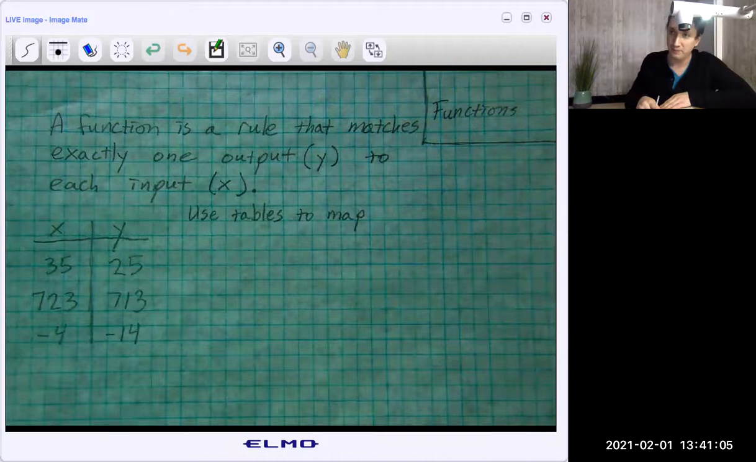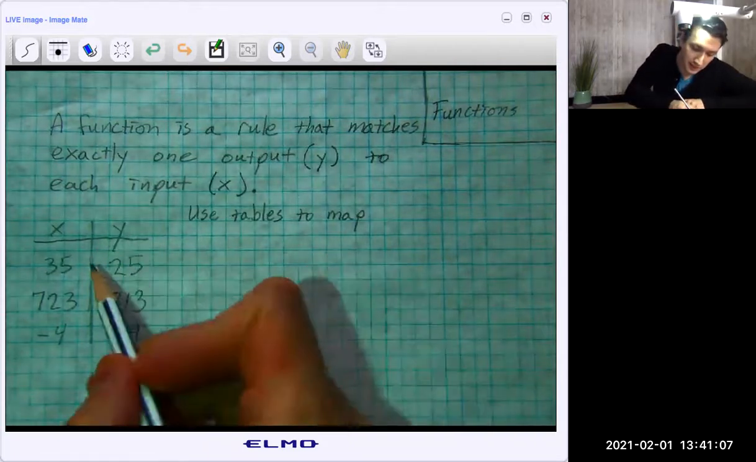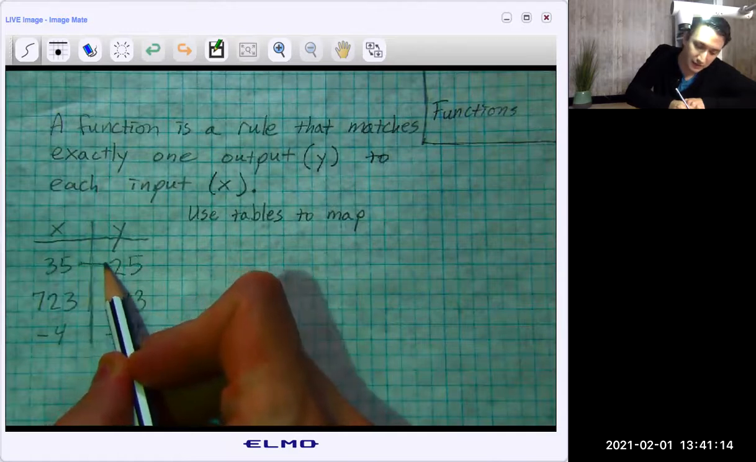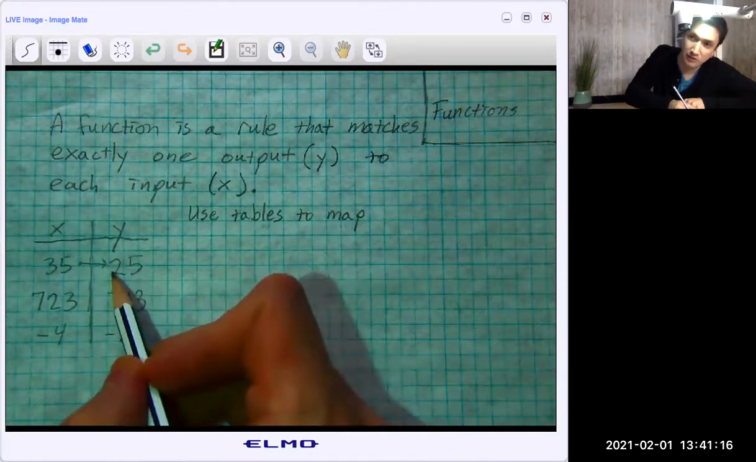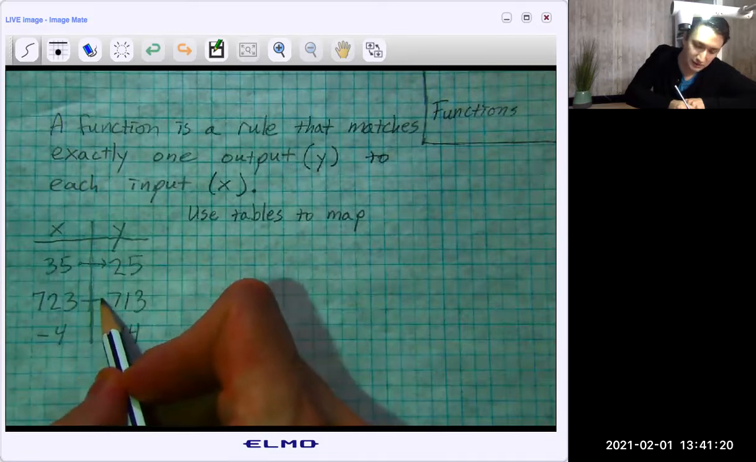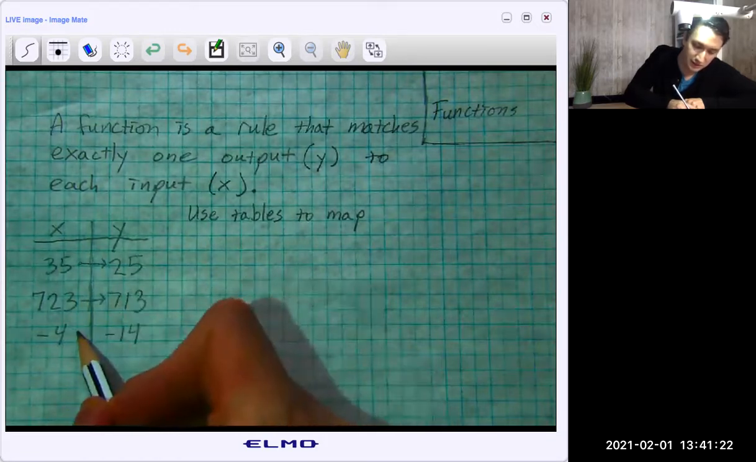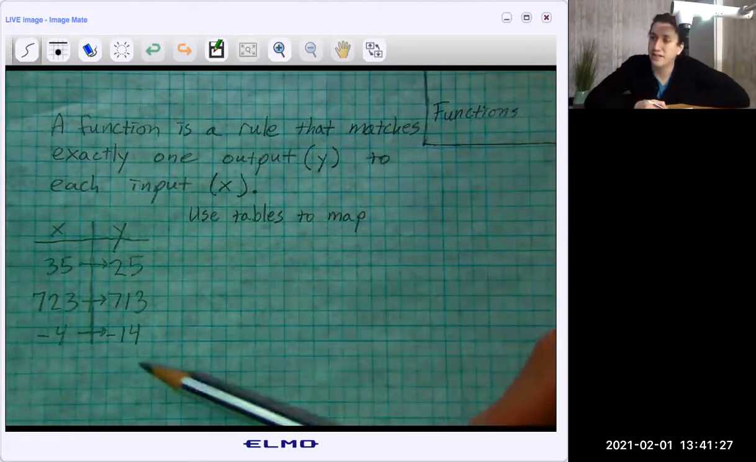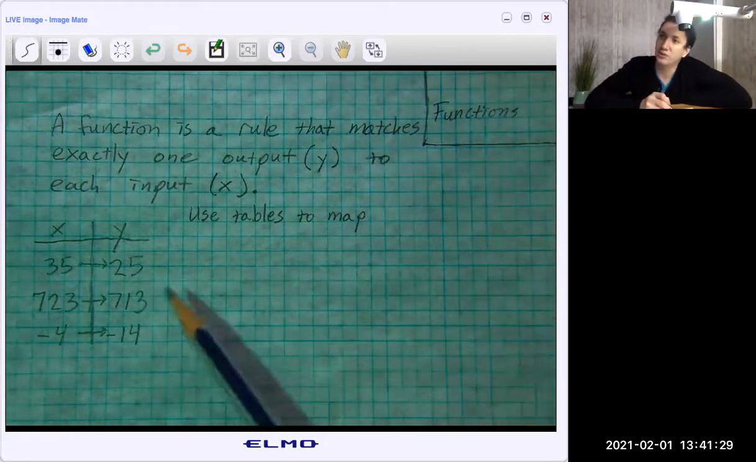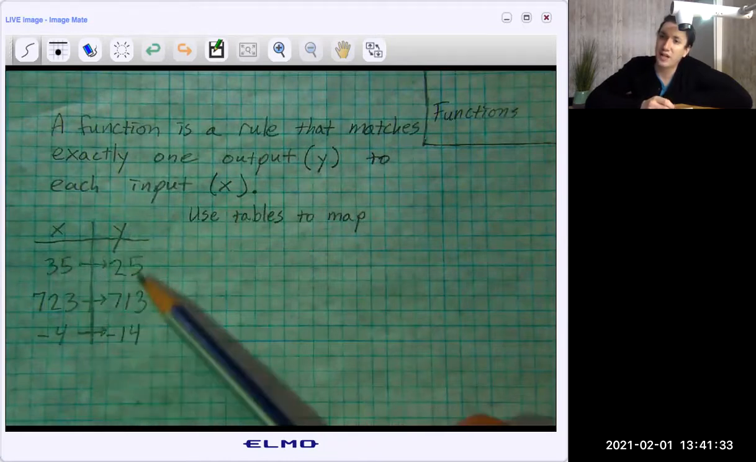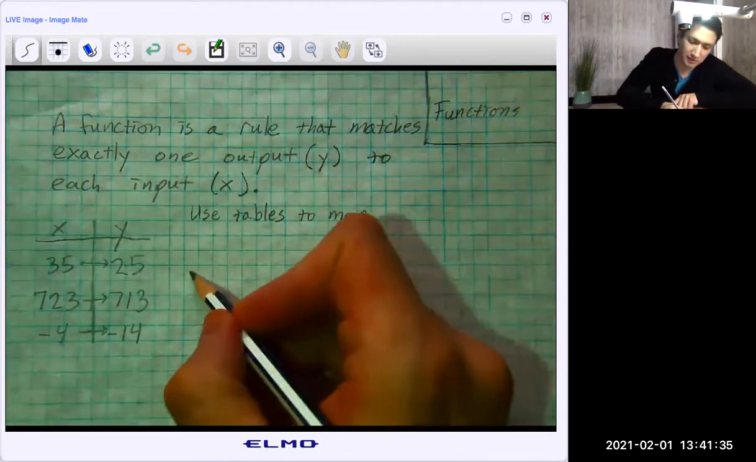This is how you map it. We go back to the table and I take my input 35 and I'm going to draw a line to show me what comes out when I put in 35. When we put in a 35, we get a 25. This is what's called mapping. 723 gives us 713. -4 gives us -14. When it's all nice and neat like that, it shows that each input matches to exactly one output. So this would be a function.